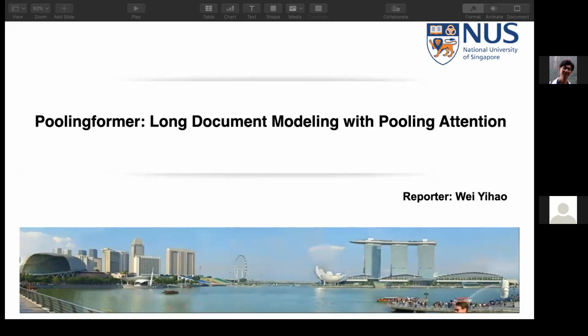Okay. So the paper I'm going to present today is called Poolingformer. It's a long document modeling with pooling attention, and the work is a collaboration between the University of Sichuan and Microsoft Research Asia.